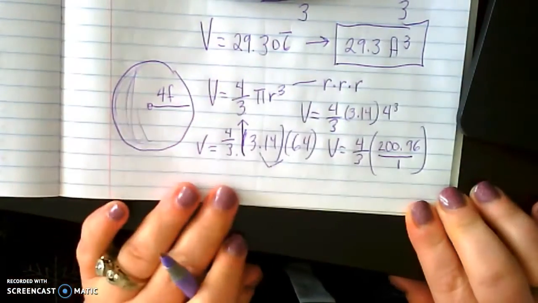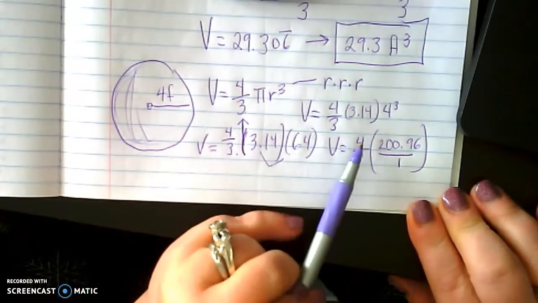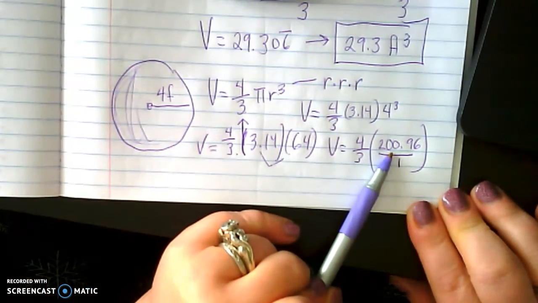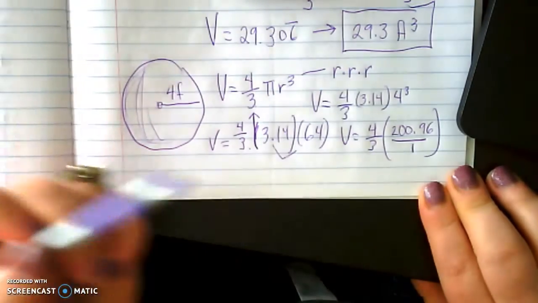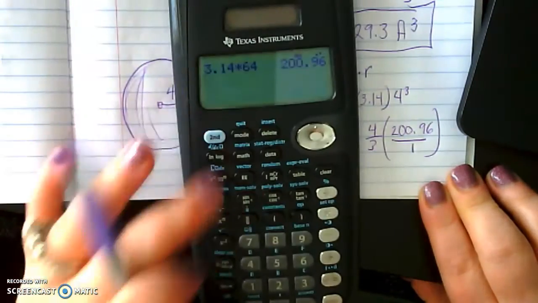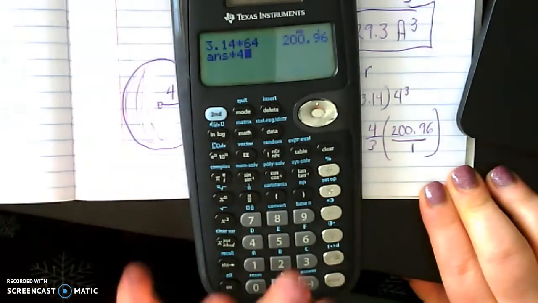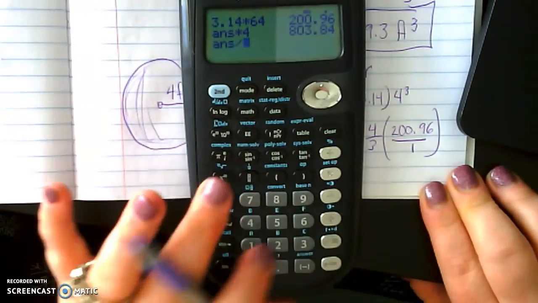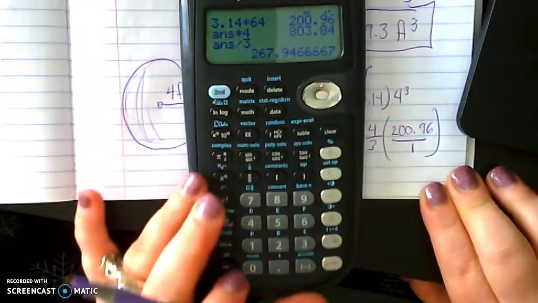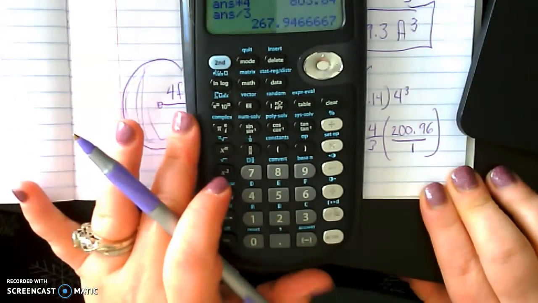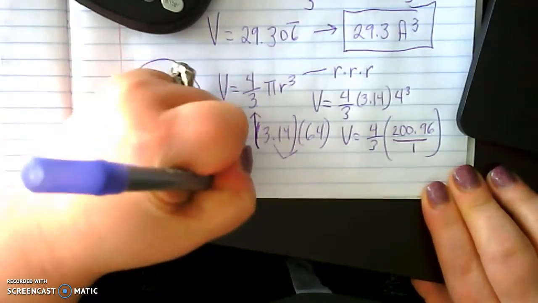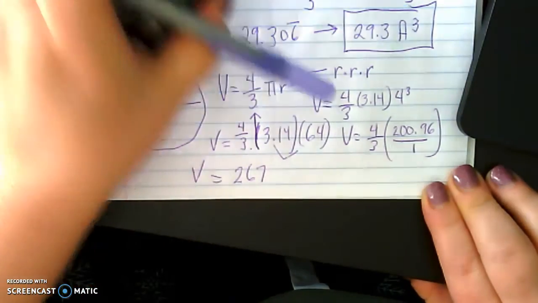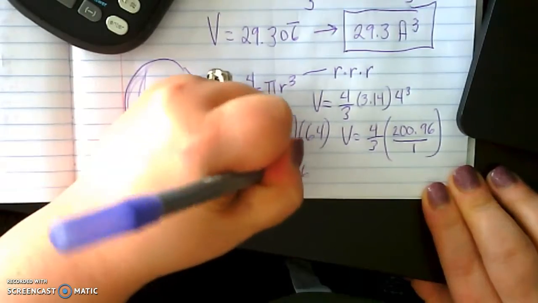So I'm going to put a 1 underneath this because really all we're doing is multiplying fractions here. So it's going to be 4 times 200.96 divided by 3, because you really have 3 times 1. So I'm going to take that 200.96 times 4, and then divide it by 3. Okay, it looks like 267.94. So volume equals 267.94, with the 6 repeating.